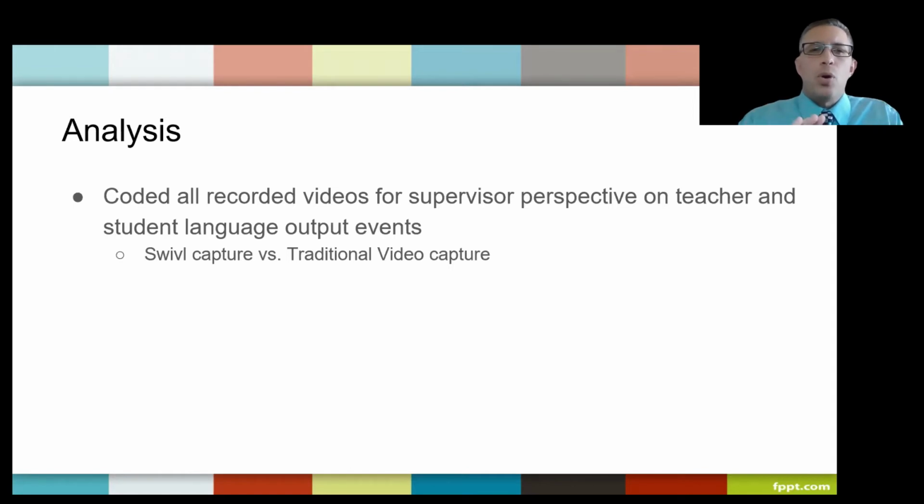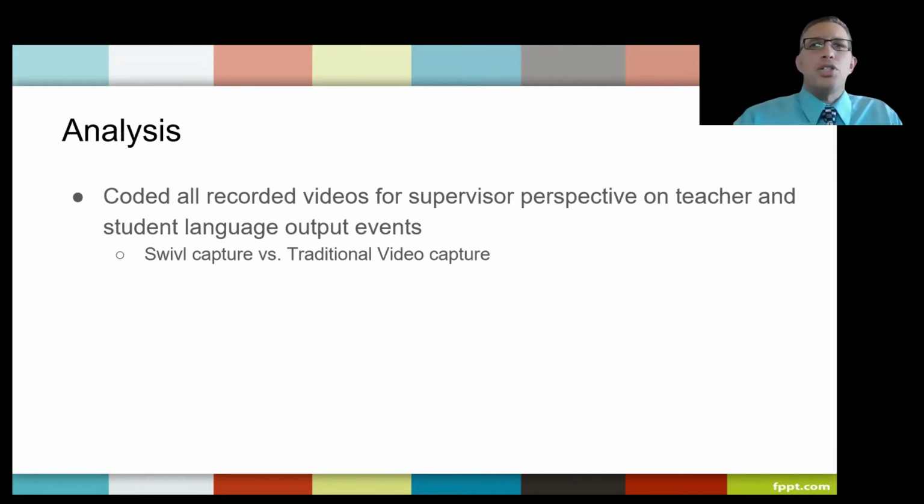And we coded them according to a priori codes: Swivl capture and traditional video capture. Now the difference between these, because we only used the Swivl device: traditional video capture qualified as an event where we thought that if the same event was recorded using traditional video, we would have received the same data. For example, perhaps a student was speaking in the back of the room, but it was still heard over the teacher's microphone. That would have been considered traditional video capture.